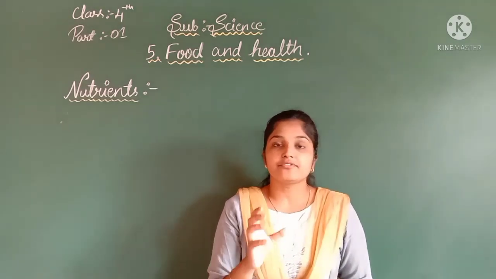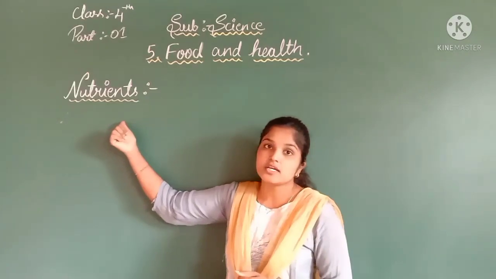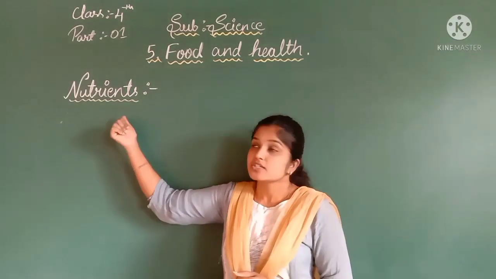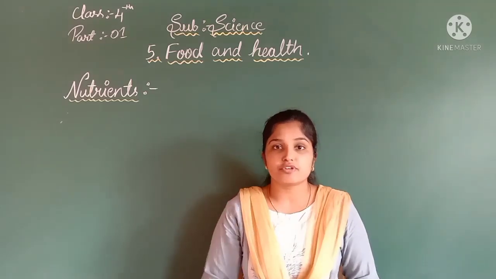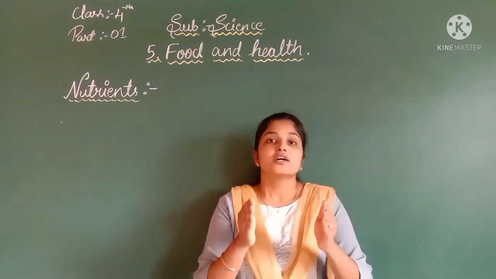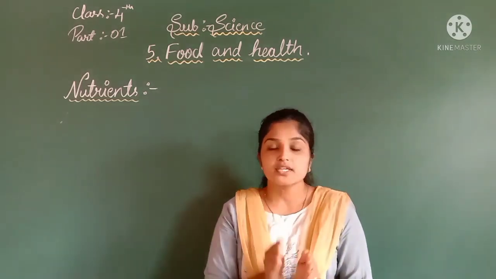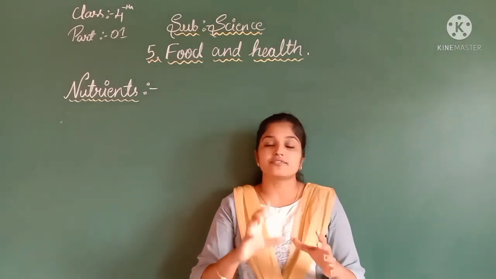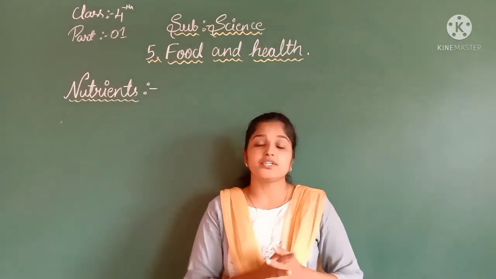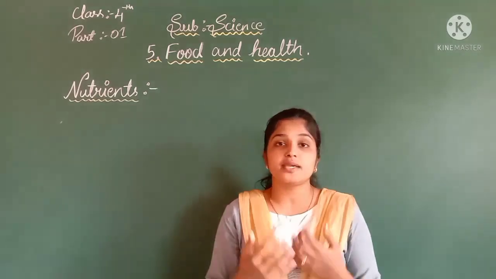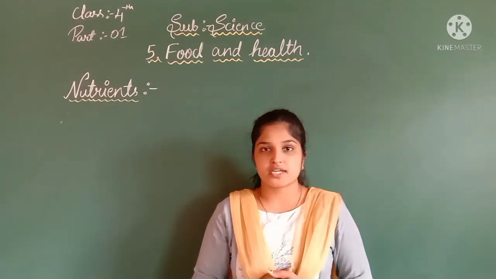I told you that food contains substances, and those substances are called nutrients. We get different types of nutrients from a variety of food. We won't get all the nutrients from only one food. So we need to eat varieties of food to keep our body healthy and to get all the necessary nutrients.